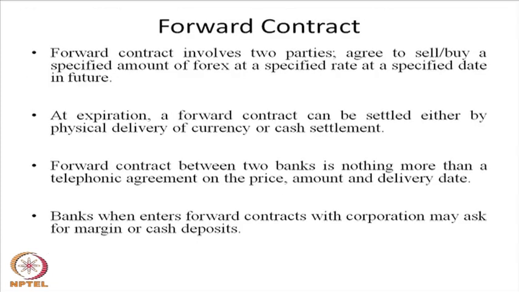Let us discuss how the forward contract takes place, what is the role of the authorized dealer and also what is the role of the customer here. A forward contract involves two parties: one party is the authorized dealer, and the other party is the customer, who may be an exporter or importer. Both parties, the authorized dealer and the customer, sign a forward contract. They sign for two things: either they buy or sell a forward contract.